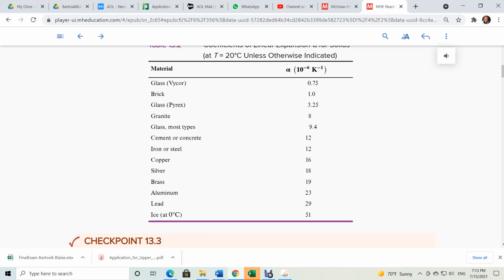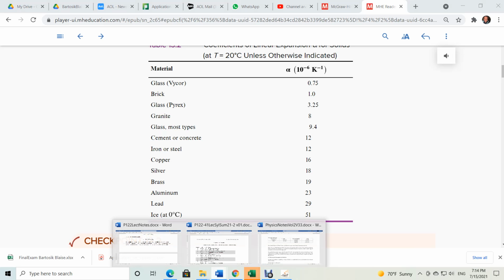So if I increase the temperature of this ruler, the ruler is going to expand, yes, but the expansion is going to be very small. Let's come up with an example so you can have an idea how much expansion you get out of a rod of all those materials. Let's start with glass Vicor, and I'm going to use my favorite software again.